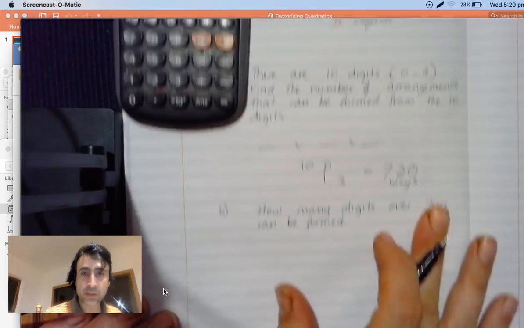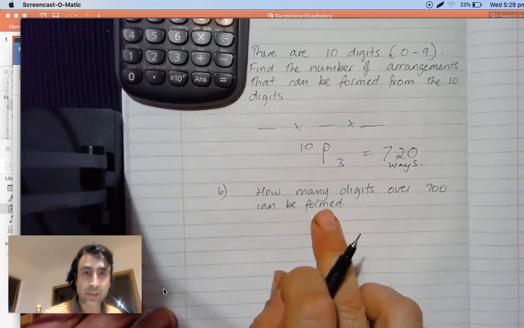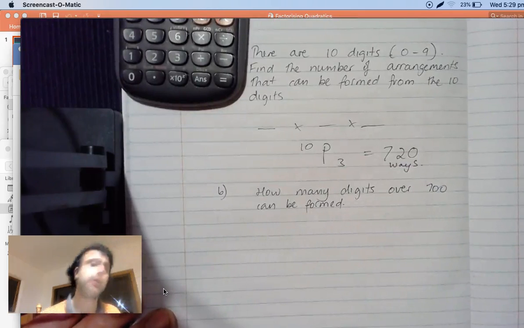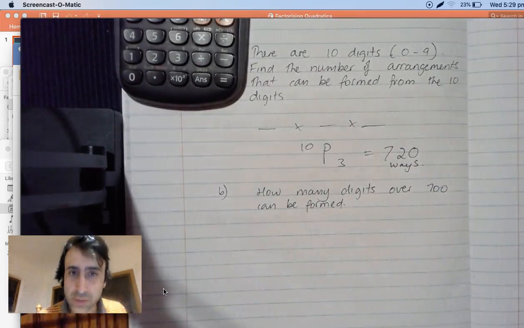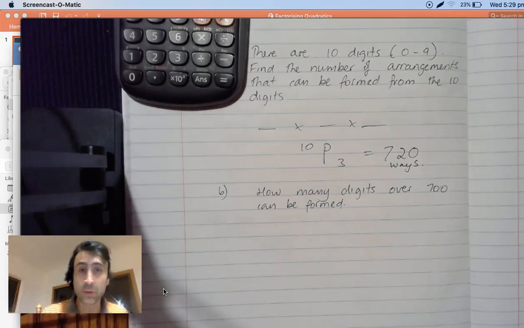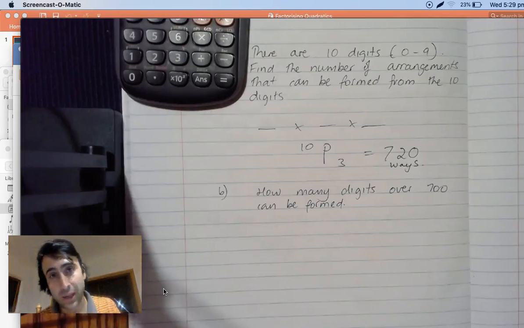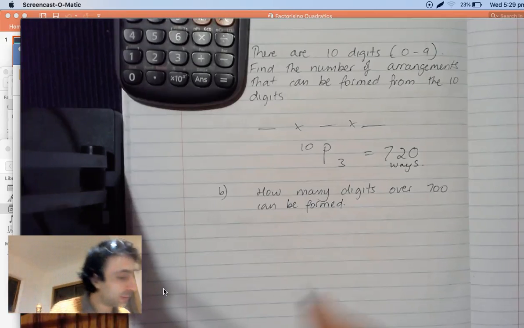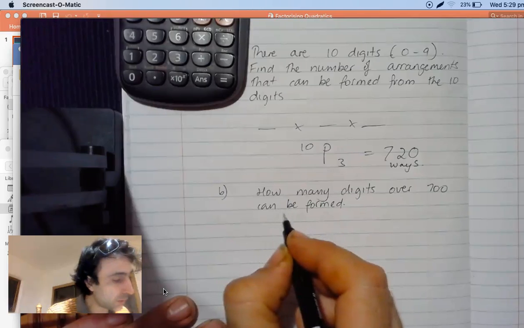Now, if we look at the next question, how many digits over 700 can be formed? Pause it here, have a go. This is a bit tougher because now we're going to fuse what we did in the past and our fancy new permutation notation. Pause, good. Now, welcome back.